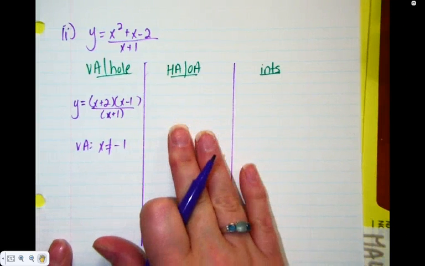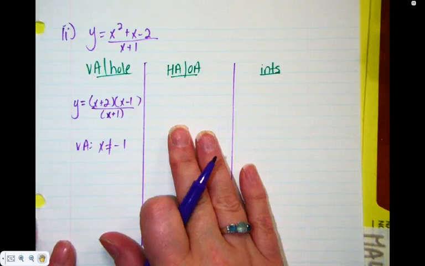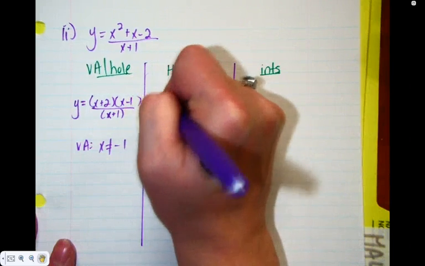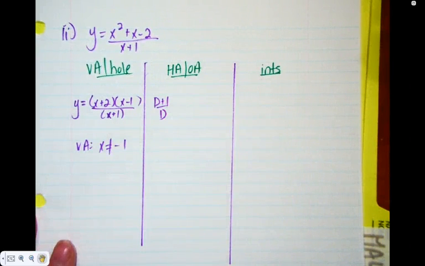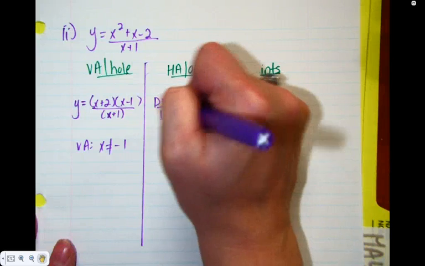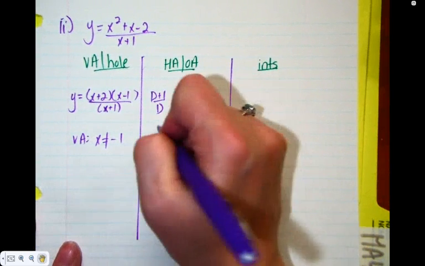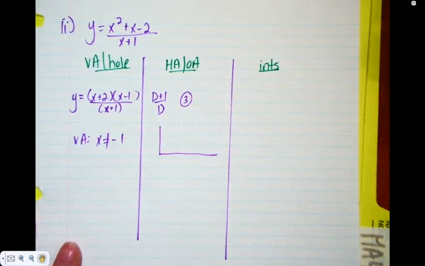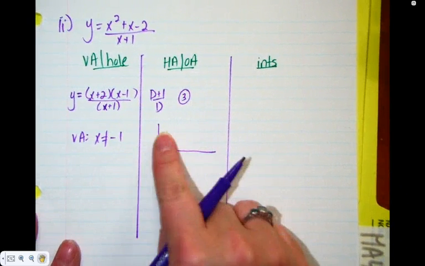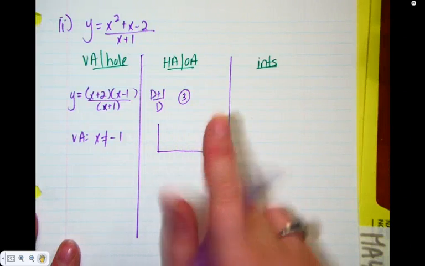Horizontal or oblique, what's step number 1? Analyze the degree. The top is a degree of 2, the bottom is a degree of 1, so we call that degree plus 1 over degree, otherwise known as case number 3. Case number 3, otherwise known as fake division. Okay, upside down division sign. What are the numbers I'm going to put inside at the top?